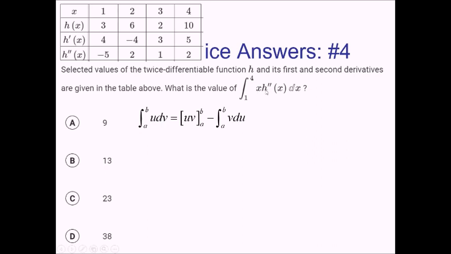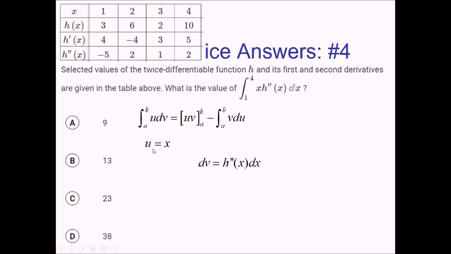H double prime, we really have no choice making this the dv value, because if you take the derivative of h double prime, you're going to get h triple prime, and what are you going to do with that? They didn't give you h triple prime in this table, whereas they did give you h prime and h without any kind of prime. So let me let my u value be x. dv is going to be h double prime of x dx.